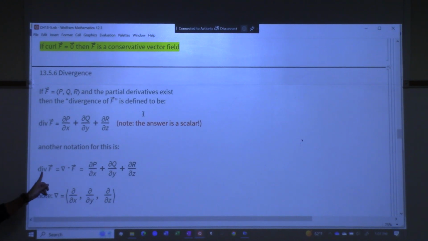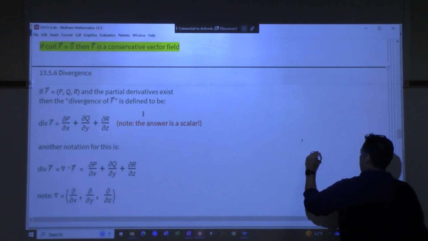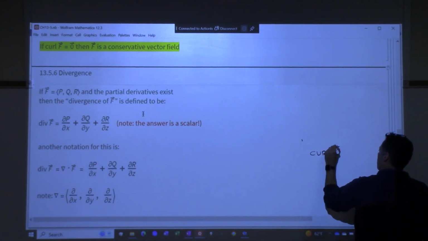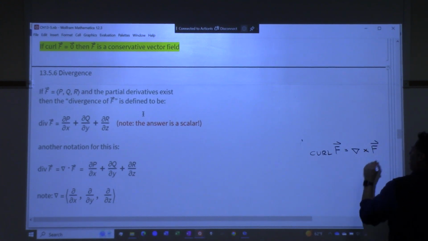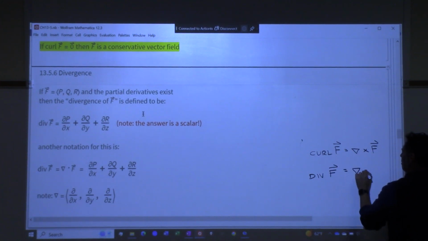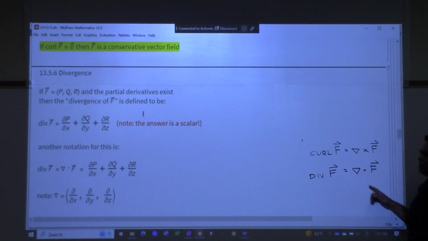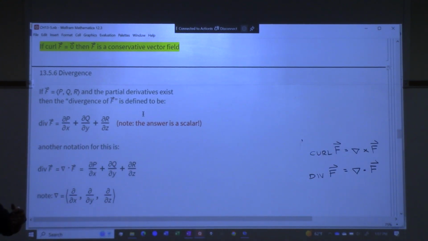The notation we use for div f is del dot f, as opposed to the notation for curl, right? The curl of f was del crossed with the field. We're now saying that div f is del dotted with the field. And I talked to you last time about how we can look at this del as this thing we call a differential operator. So the del gives you instructions on what to do.